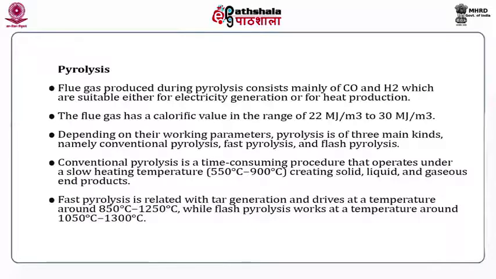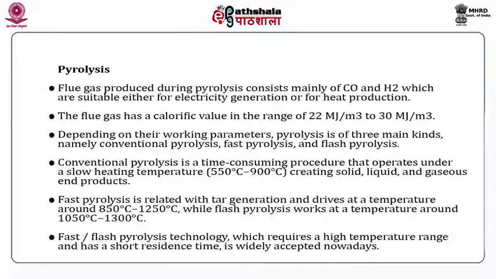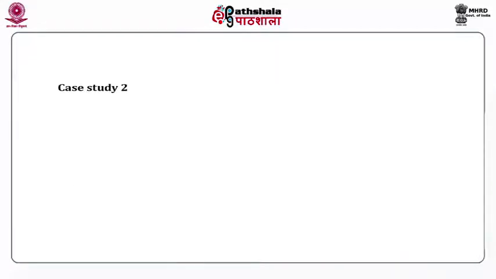It is employed primarily for producing charcoal. Now, fast pyrolysis is related with tar generation and operates at temperature around 850 degrees Celsius to 1250 degrees Celsius, while flash pyrolysis works at temperature around 1050 degrees Celsius to 1300 degrees Celsius. Fast or flash pyrolysis technology, which requires a high temperature range and has a short residence time, is widely accepted nowadays. Now, we will see second case study.